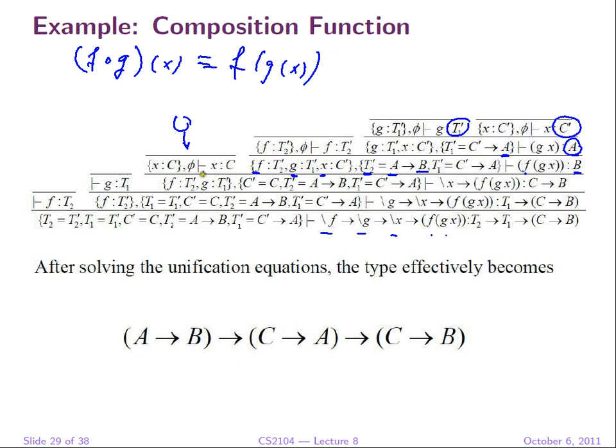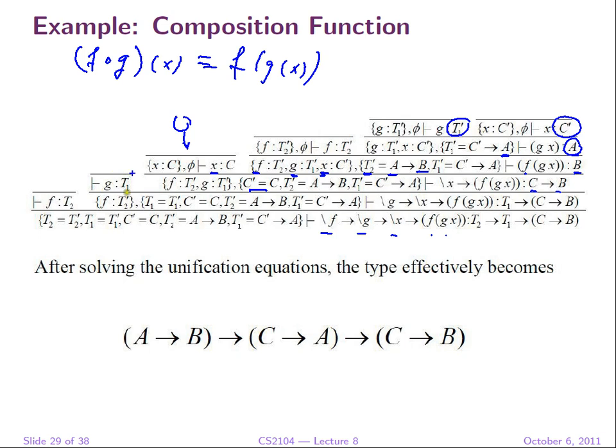When we get them together, we will notice that the x here and the x here are the same. So C must be the same as C prime, right? And then the type of backslash x goes to fgx must be the type of x goes to the type of fgx. So C goes to B. All right? And we keep going.